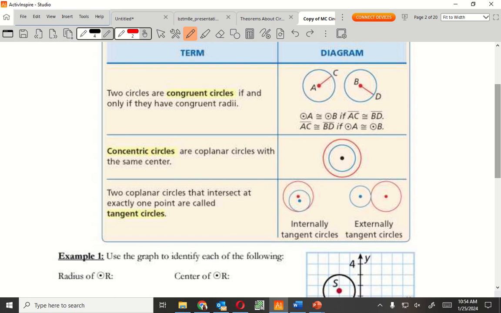Anyway, they have to have the same measure. So the radii from the center of the circle out to the edge are going to be the same. Circles are going to be congruent if they have the same measure and if the radii are the same. Does that make sense?